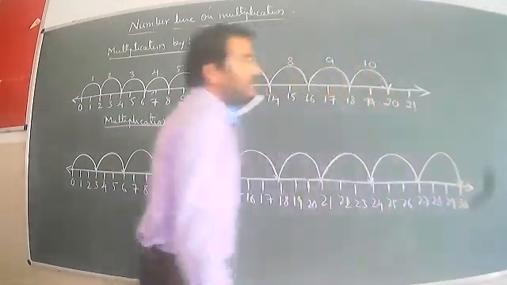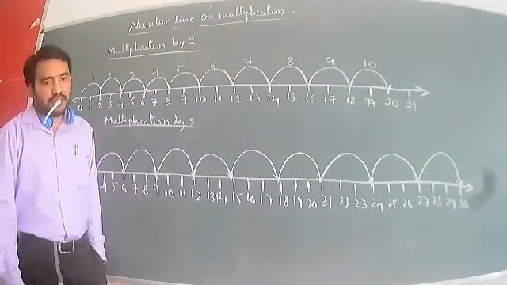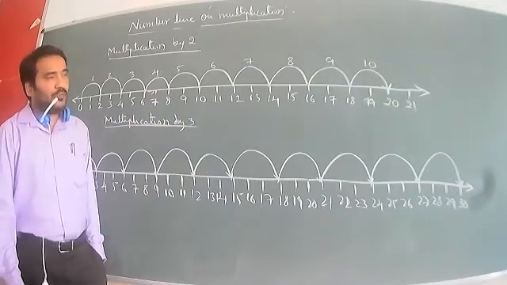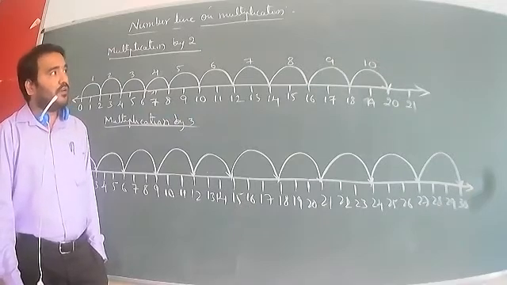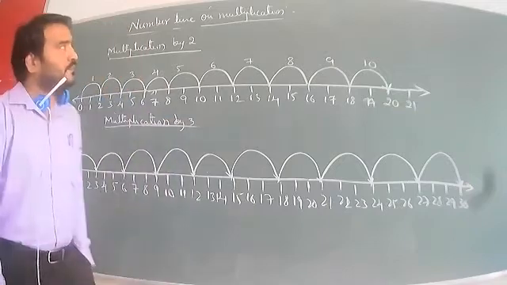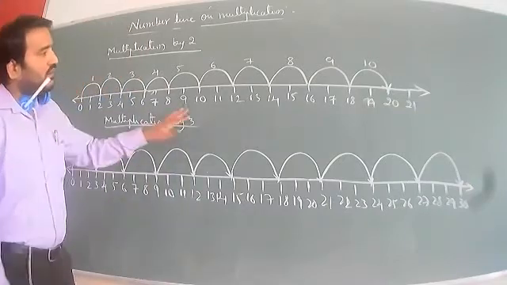So this is called multiplication on the number line. I hope all of you understand multiplication on the number line. So this is multiplication by 2 and multiplication by 3 on the number line.